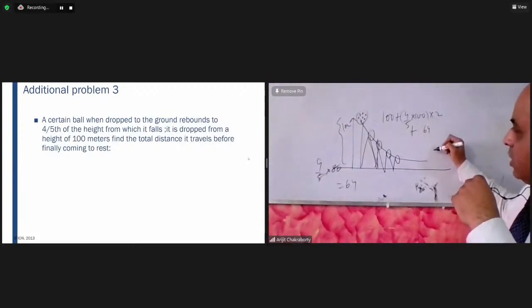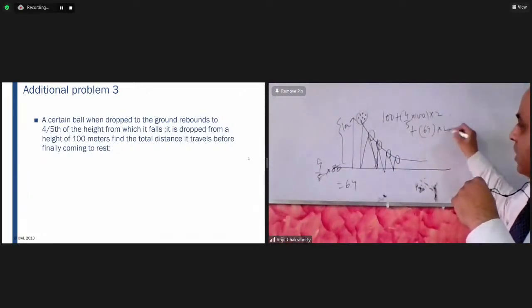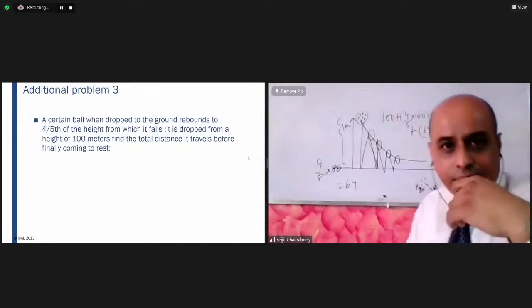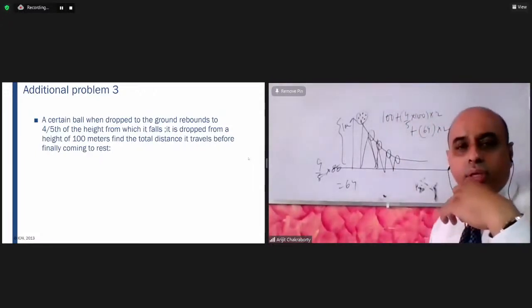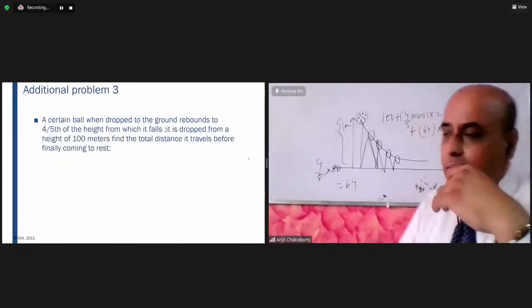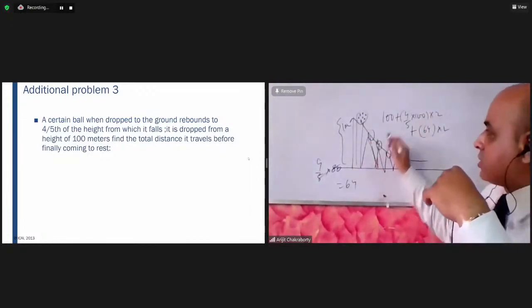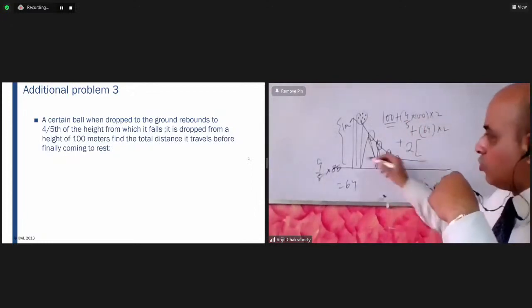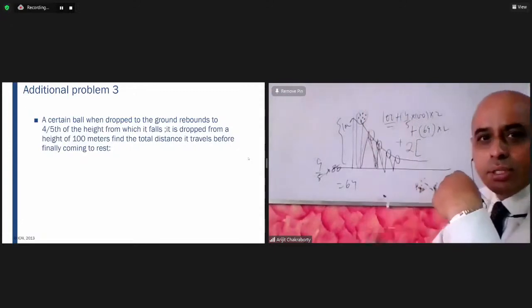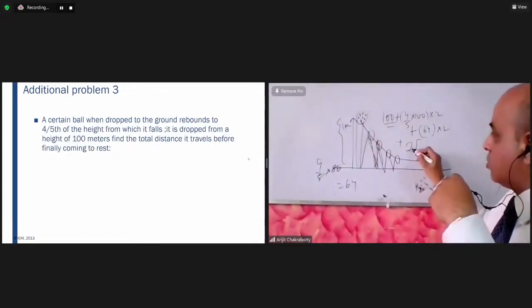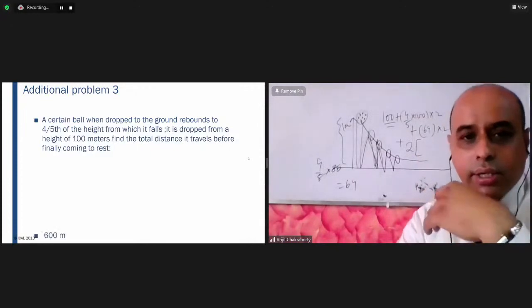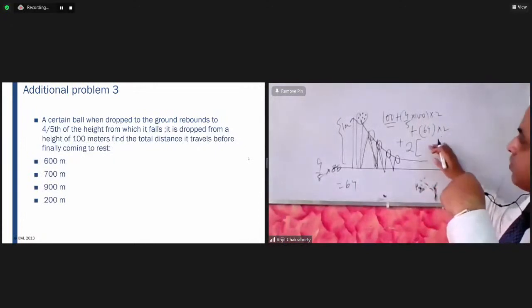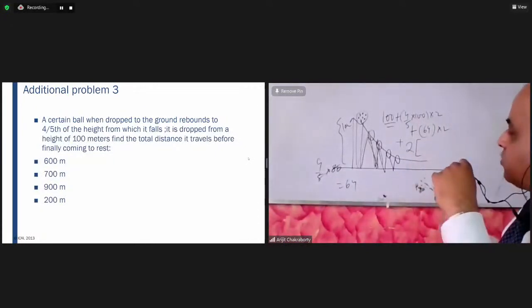Again it comes down. So in this way, it goes up and comes down, goes up and comes down, but the height is gradually reducing. Therefore, the total distance which it will travel becomes an infinite GP series. The first 100 meters remains as it is. After that, plus 2 will be common, because it goes up, comes down, goes up, comes down. So 2 times. So 2 will be common. The options given are 600, 700, 900, and 200. Let us try and find the solution.